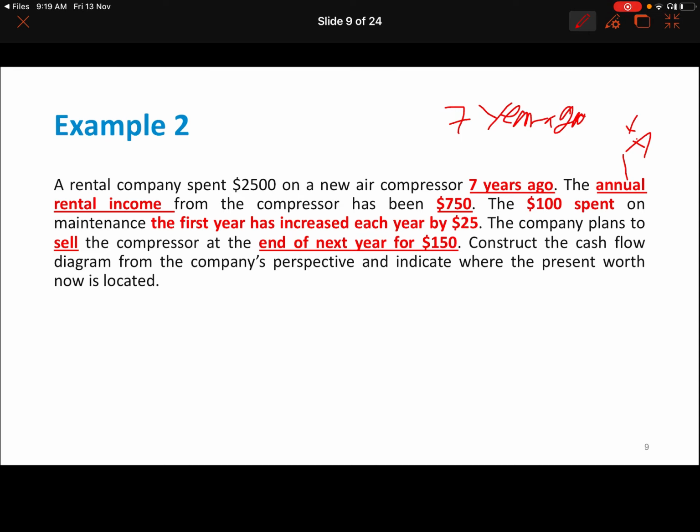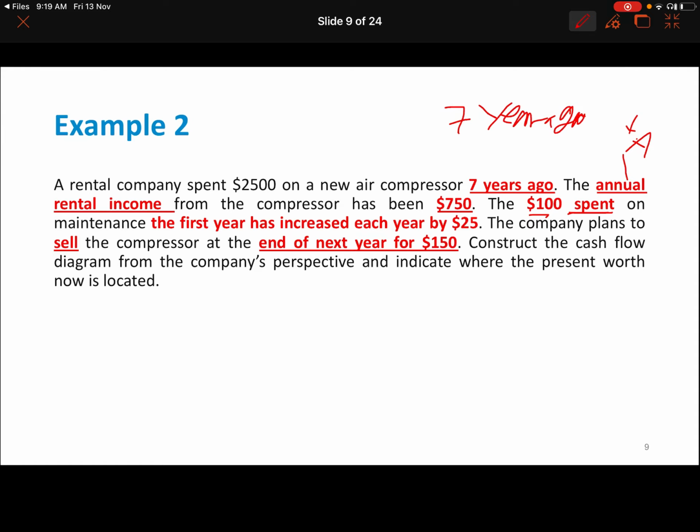The dollars spent on the maintenance, the first year was $100 and it has increased each year by $25. So we have spent, this is negative. The company plans to sell the compressor at the end of the next year for $150. Construct the cash flow diagram from the company's perspective and indicate where the present worth now is located.